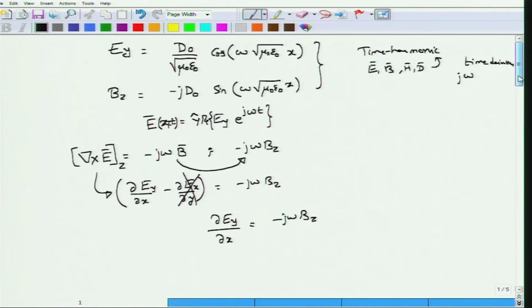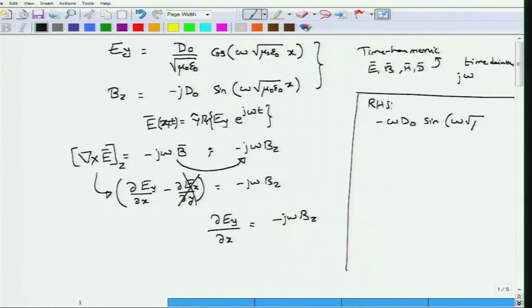Let us evaluate them over here so that I can see the expressions while they are on the board. So first consider the right hand side term. Minus j omega Bz will be minus j omega into minus j d0, minus and minus will become plus, j and j becomes minus. So I get minus omega d0 and nothing happens to the sine term, so it is sine of omega square root mu 0 epsilon 0 x. If I actually get the left hand side to be exactly this one, then this Faraday's law would be satisfied. That is just one law that we are looking at.